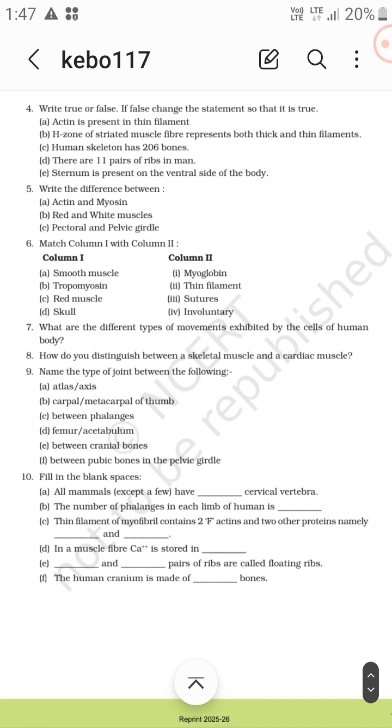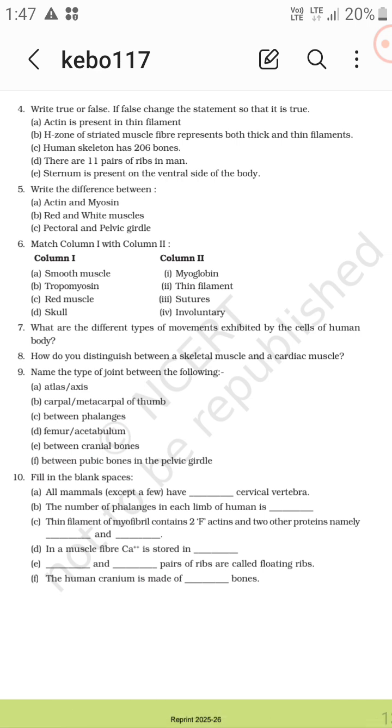What are the different types of movements exhibited by the pelvic and pectoral girdle? So pelvic and pectoral girdle, right?